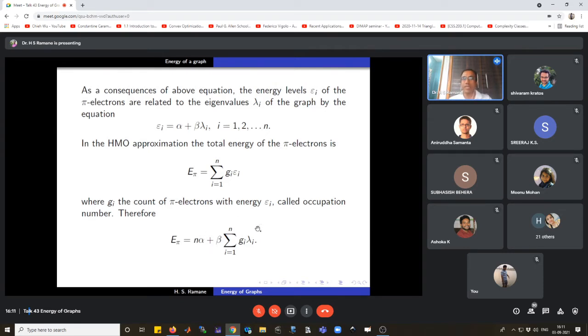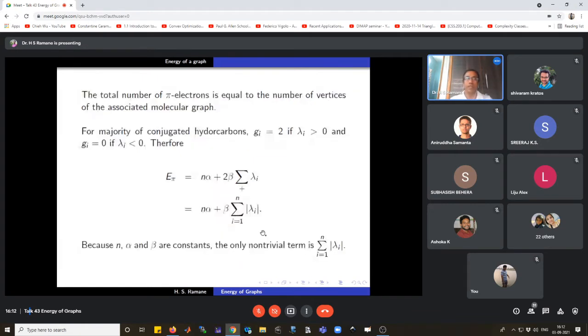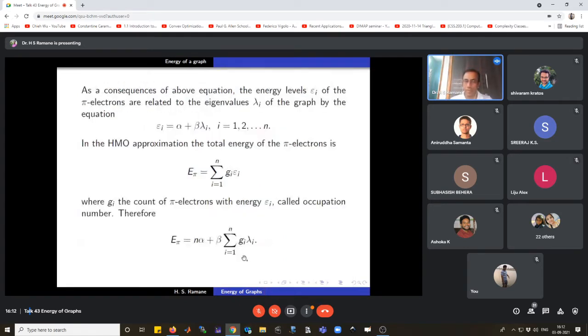But in most cases, if lambda is positive, then this Gi is 2, and if lambda is negative, then this Gi is 0, in most of the molecules. So for the majority of conjugated hydrocarbons, Gi is 2 if lambda is positive, and is 0 if lambda is less than 0. Therefore, for positive lambda, Gi is 2, and for negative lambda it is 0.